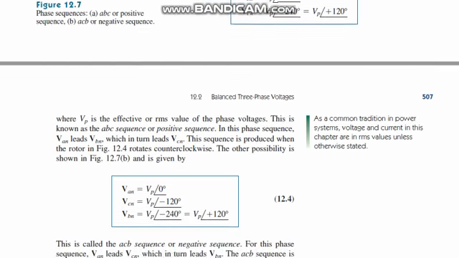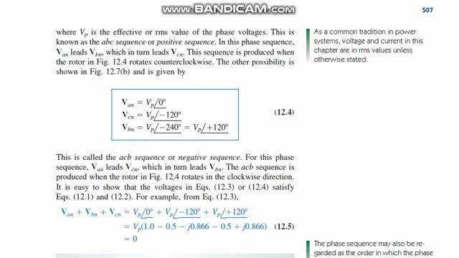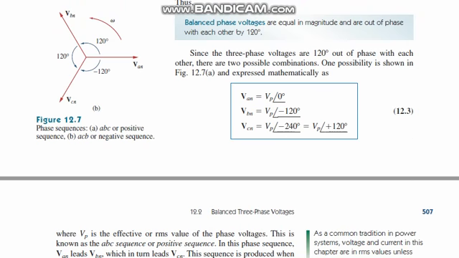Now there is another sequence, the ACB sequence. In that sequence, VCN will be minus 120 degrees and VBN will be minus 240 degrees, and that is known as the negative sequence. If it is minus 240, that can be written as plus 120 degrees. In that sense, that is also possible. If you look at the negative sequence here, that will be 240.